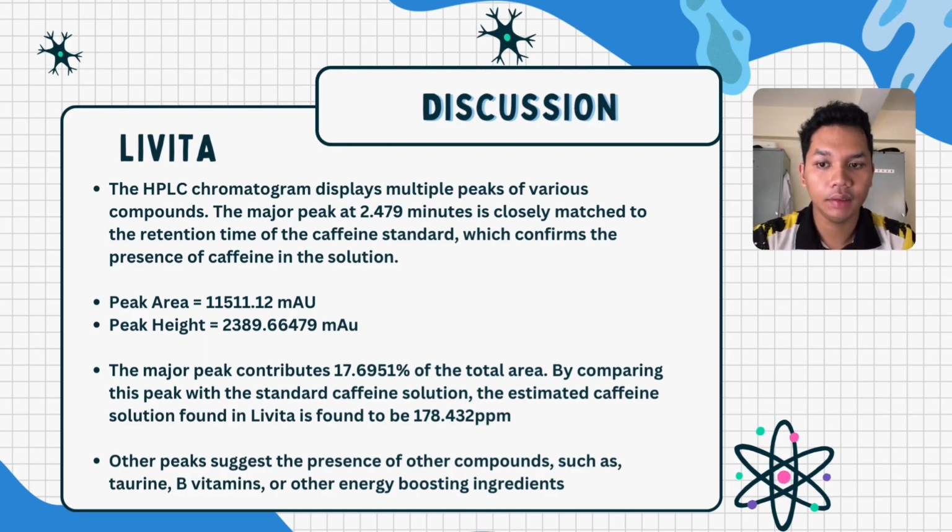Based on the HPLC chromatogram, it displays multiple peaks showing various compounds. The major peak is at 2.479 minutes, which closely matches the retention time of the caffeine standard, which confirms the presence of caffeine in the solution. Based on the spectrum, the peak area is 11511.12 MAU, while the peak height is 2389.66479 MAU. The major peak contributes to 17.6951% of the total area.